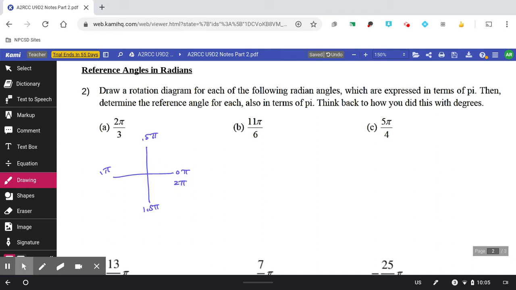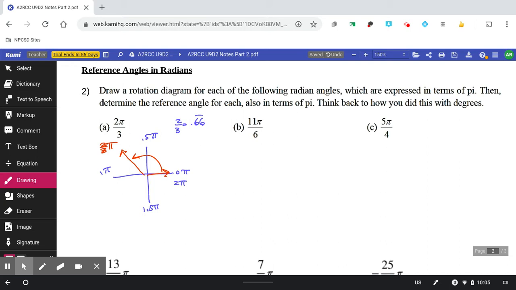Now, 2/3, you should know, is between 0.5, between a half and a whole. However, if you are not good with fractions and you just want to be on the safe side, you would just put 2/3 into your calculator and you would get 0.66 repeating. Now, 0.66 is between 0.5 and 1. So it's going to go in this quadrant here. So that is your 2/3 pi. Now, even though we converted it to a decimal, we want to put the fraction on our graph.